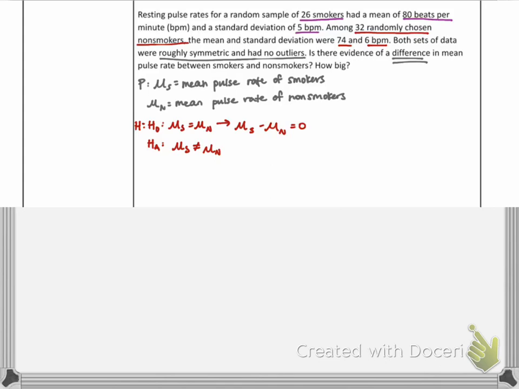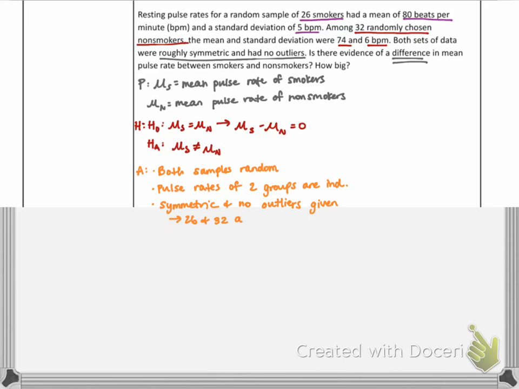All right, we're going to do our assumptions and conditions, all of your favorite parts. And that's going to look like this. Both of my samples are random, and they gave me that in the problem. It said a random sample of 26 smokers and 32 randomly chosen non-smokers. Then I have to figure out, are the pulse rates of the two groups independent? If I know that the mean pulse rate of the non-smokers is 74, that doesn't really tell me anything about the mean pulse rate of the smokers. Knowing about one group's pulse rate doesn't tell me anything about the other, which makes your two groups independent of each other, which is good.